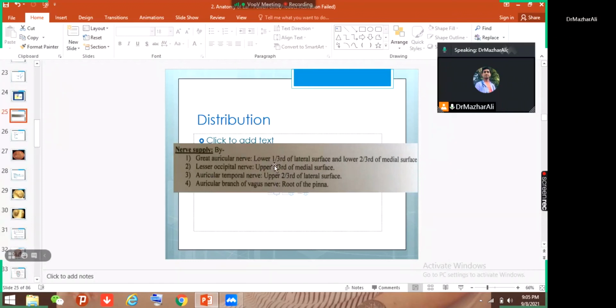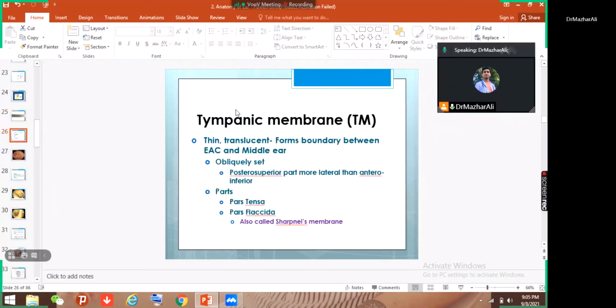Now let's talk about the tympanic membrane. This is the last part of the external ear. The tympanic membrane is thin and translucent, and is the boundary between the external auditory canal and the middle ear. And it's oblique. It's not straight, not horizontal. It's a little bit tilted like that.